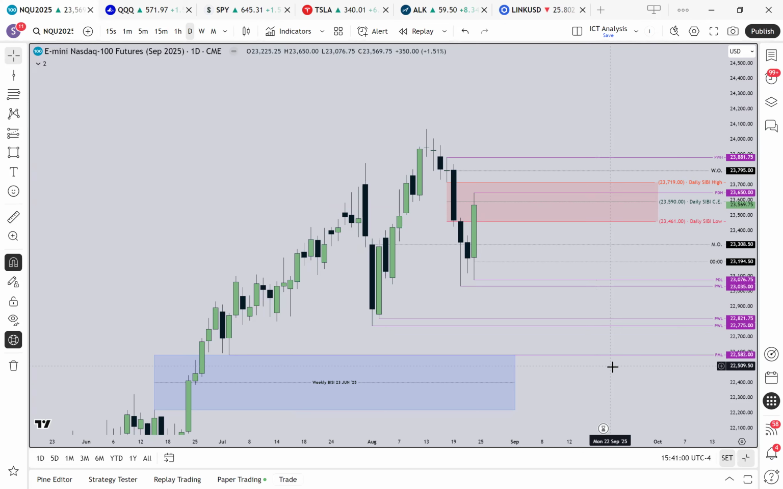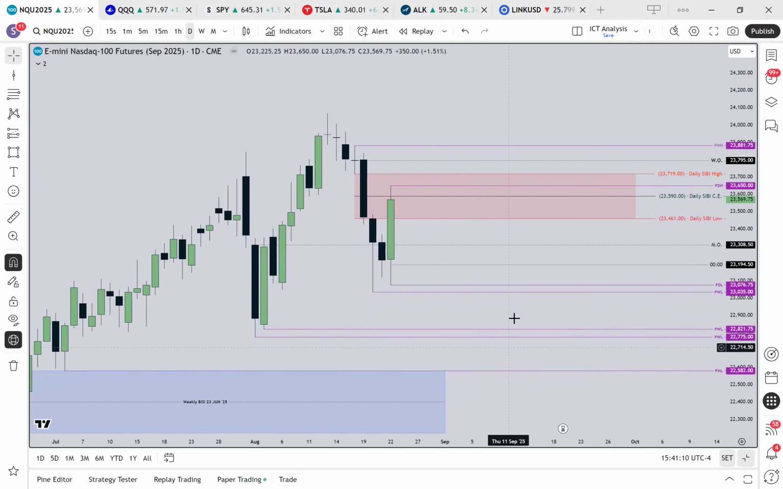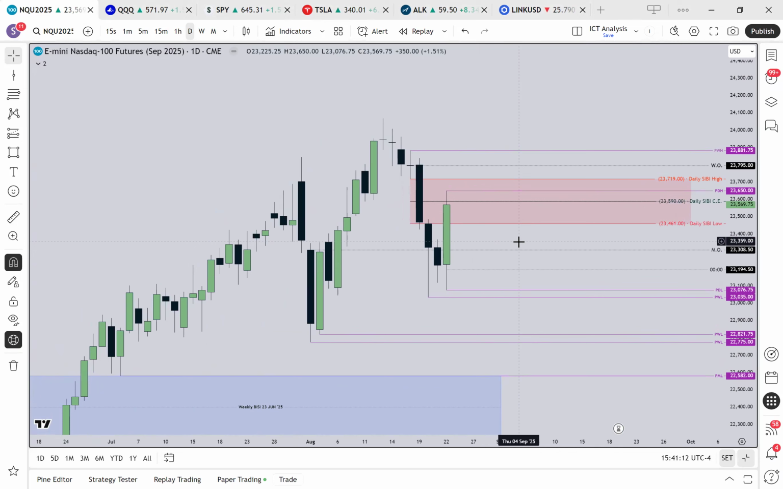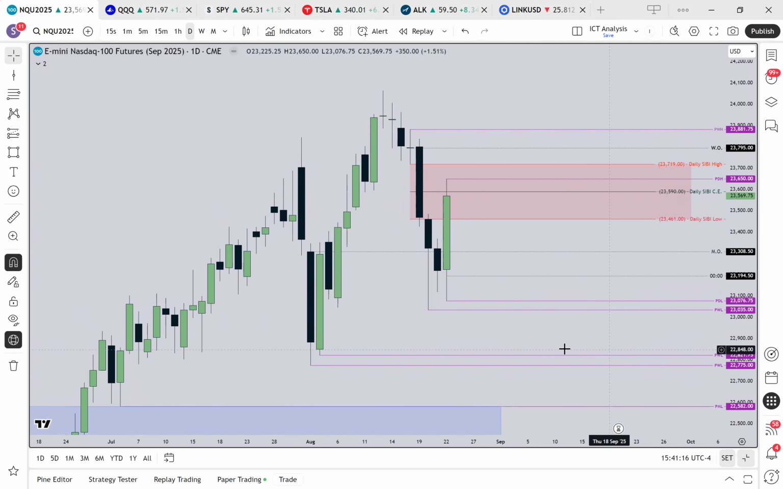Okay, weekly analysis. NASDAQ, week of August 24th, 2025. Sessions have not opened yet. We're a couple hours out. Outlining what I see.